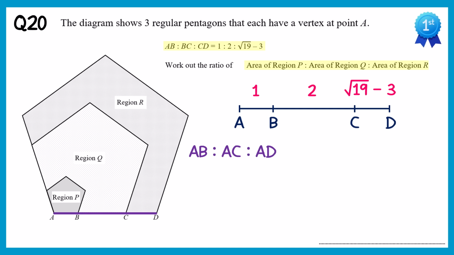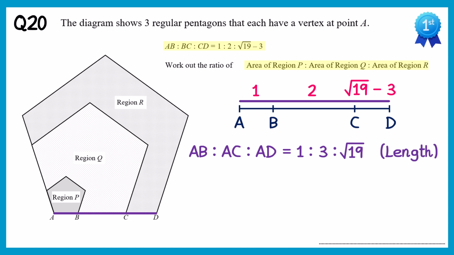So AB is the length from A to B, which is just one part of the ratio. AC is the length from A all the way to C, which is the one part from A to B and also the 2 parts from B to C. So that's a total of 3 parts. And then A to D goes all the way to the end of the line. So we need the 1 part, the 2 part, and also the square root 19 minus 3 parts. Well, if you add 1 and 2, you get 3, but that will cancel the subtract 3, so we will just end up with square root 19. So this is the ratio of the lengths of the sides of the pentagons.